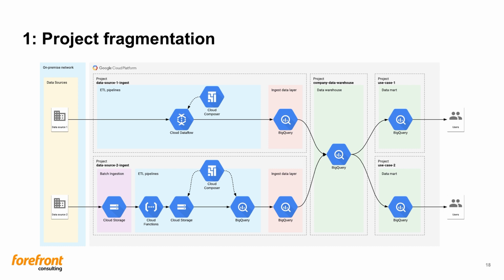Using project fragmentation, users and user groups can be involved in only those projects they need to be involved in. For example, one user can be a project owner in use case 1, while having read-only permissions in the company data warehouse project. It is also useful when debugging. If something goes wrong, you can get a handle of it faster if you can limit the number of possible sources of the error.